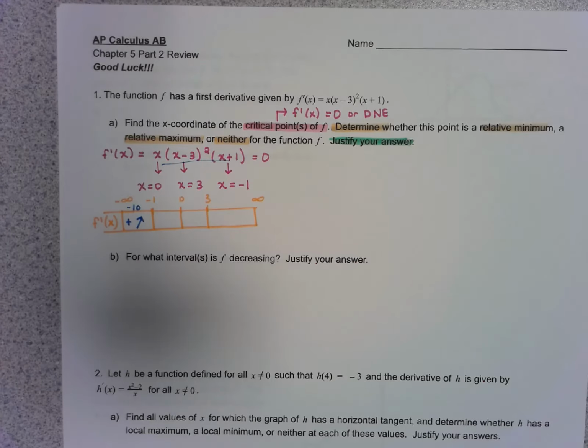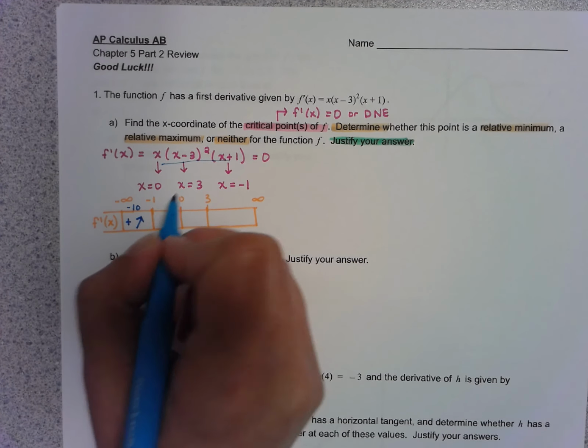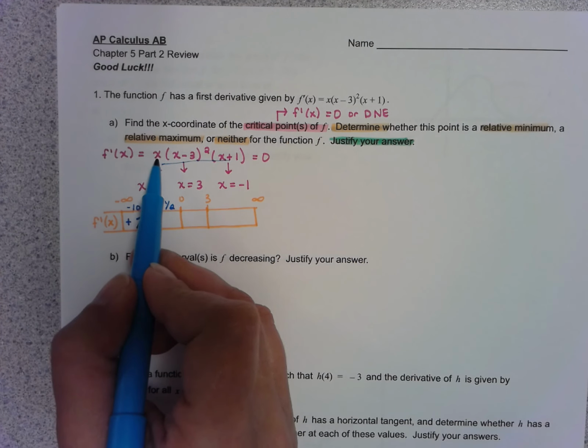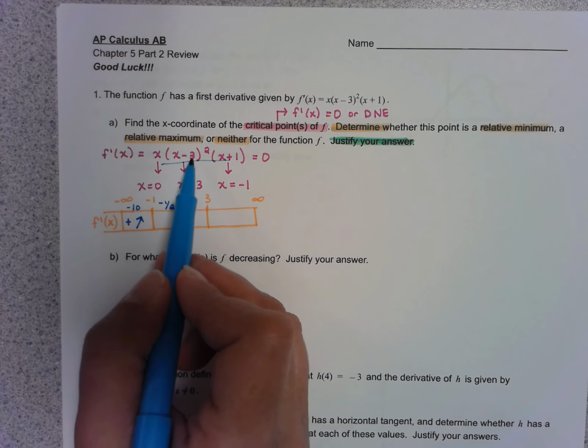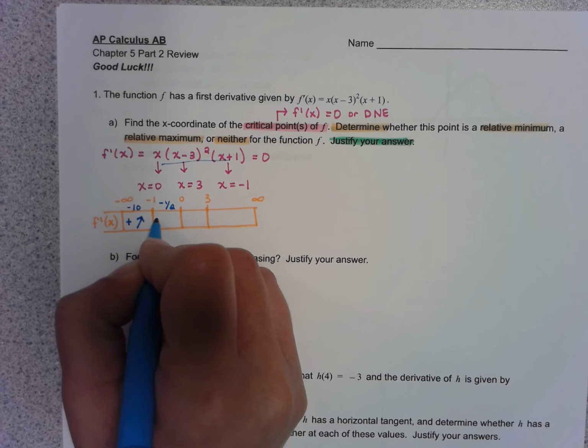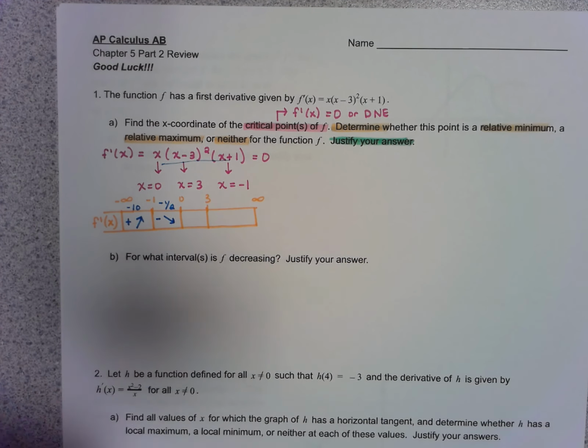If I choose a number between 0 and -1, like for example, -1/2, and I plug it in, I'm going to have a negative, and again, a squared is always positive, so positive, and then a positive, and a negative, and a positive, and a positive makes a negative when you multiply. So my original function was going downhill.